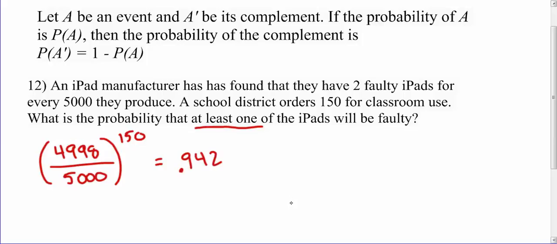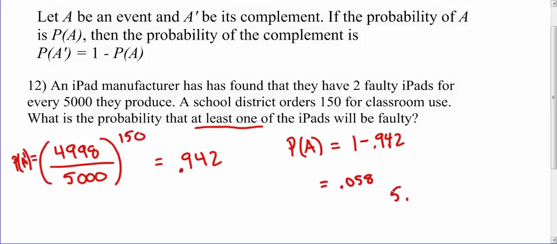My calculator's telling me that 4998 over 5,000 raised to the 150th is about 0.942. And remember though, that's the probability of the complement of A. Now the probability of A, or the probability that at least one of these doesn't work, would be 1 minus 0.942. So we'd be looking at 0.058, or you might think of it as about 5.8%.